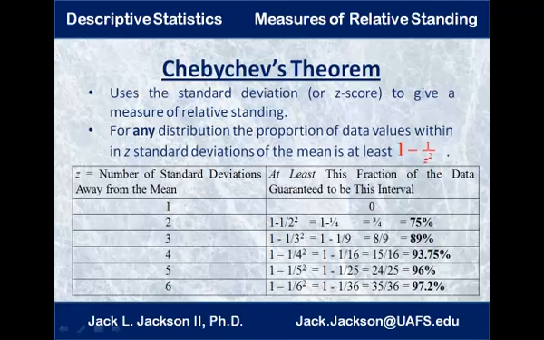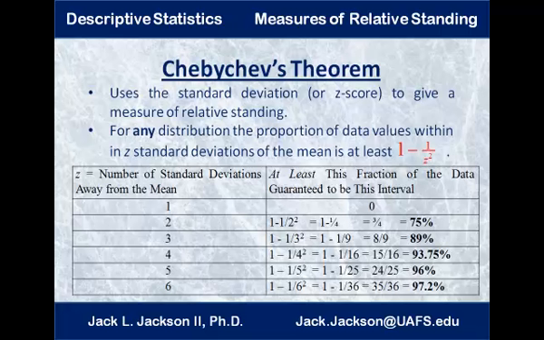Now it turns out that we can use the standard deviation, or a z-score that we'll compute in a little bit, to give a measure of relative standing. So for any distribution, the proportion of data values within z standard deviations of the mean is at least 1 minus 1 over z squared, where z is the number of standard deviations we are away from the mean. This is called Chebychev's theorem. So this is something that a statistician could actually prove.